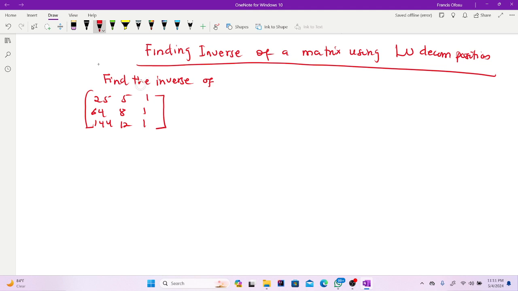I have a problem here to use to explain the concept to you. It says find the inverse of this matrix, right? So what's the idea behind finding the inverse using LU decomposition?